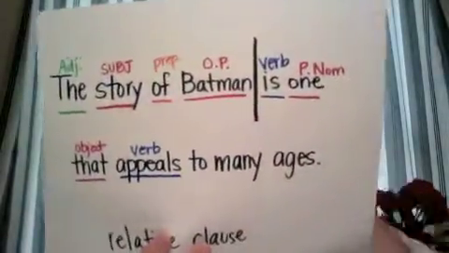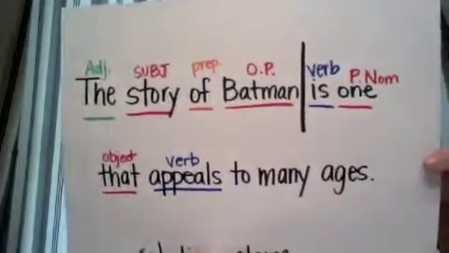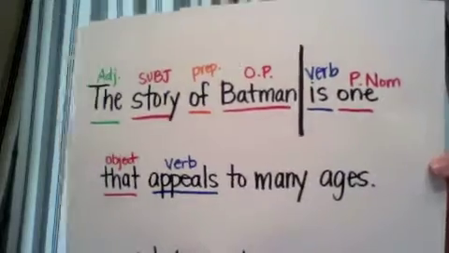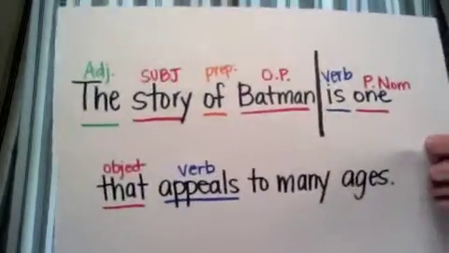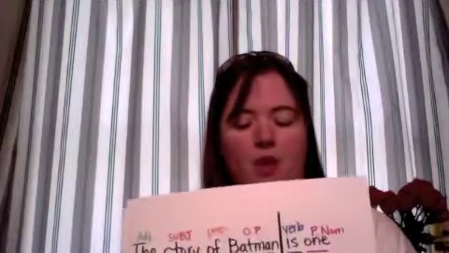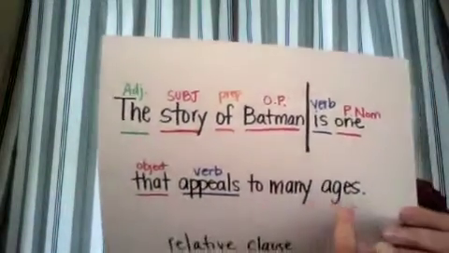Now, to many ages. What are we going to do with to many ages? What is the role that that plays in this sentence? Take a second and think about that. To many ages. Had a second to think about it? Okay then. To many ages is another prepositional phrase. Okay? So, to is my preposition. Ages is the object of that prepositional phrase. So it's the object of the preposition. And many is a modifier for ages.